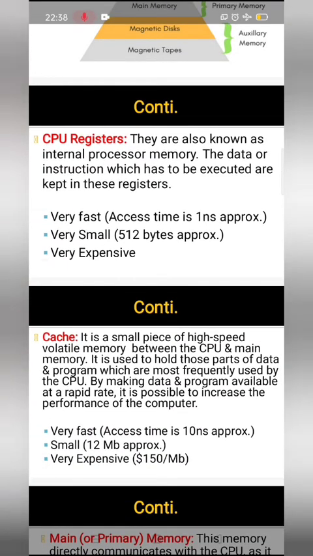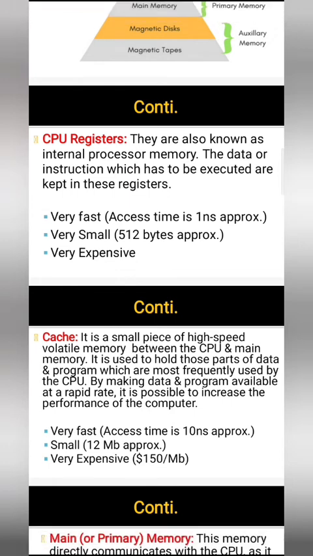Next, we have a cache memory. Now, it is also a very small piece of high speed but a volatile memory. Volatile memory because its data will be lost when the power is turned off. So it is a very small piece of memory which is lying between the processor and your main memory. Now, this memory is used to hold only those parts of data and instructions which are most frequently used or required by your CPU. Now, by simply making such data and programs available at a rapid rate will automatically increase the performance of your computer system.